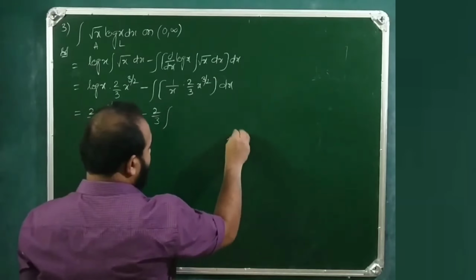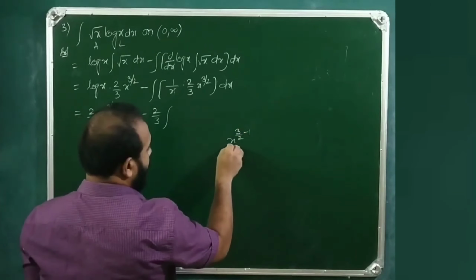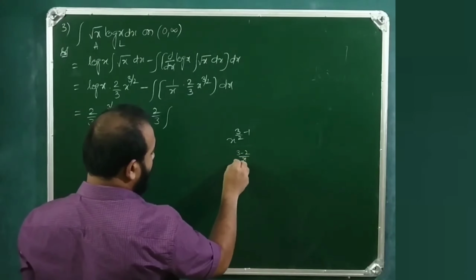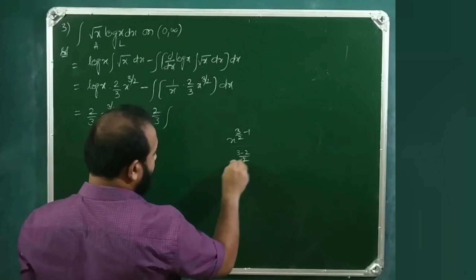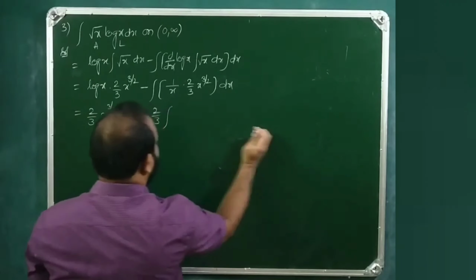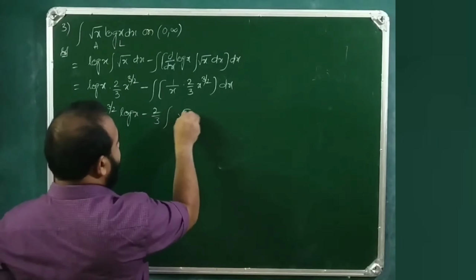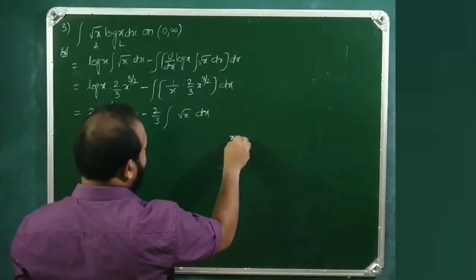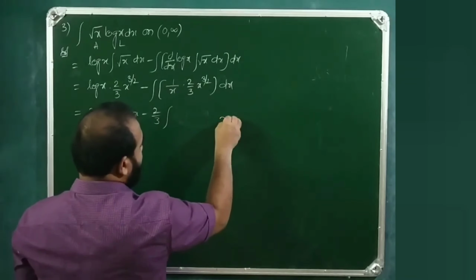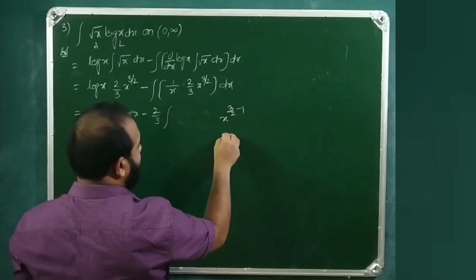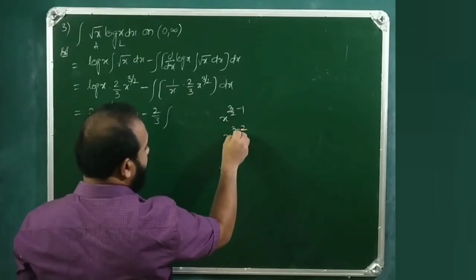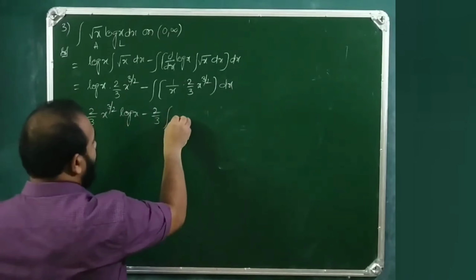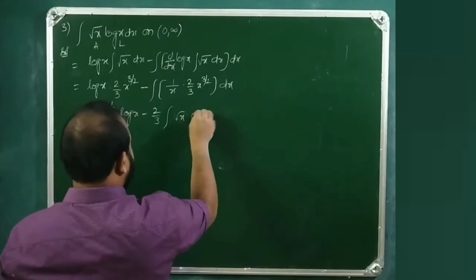This is x power 3 by 2 minus 1, by x power 3 by 2 minus 1. So this is 3 minus 2 by 2, so x power 1 by 2 as a whole. So this is root x dx. This is x power 3 by 2 minus 1, so x power 3 minus 2 by 2, so 3 minus 1, so x power 1 by 2. This is integral root x dx.